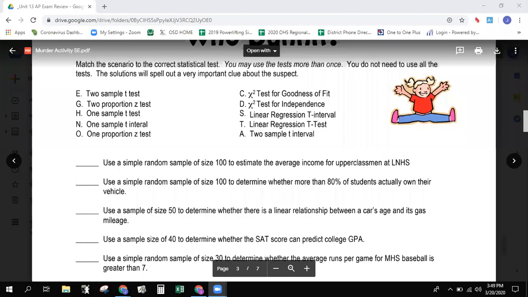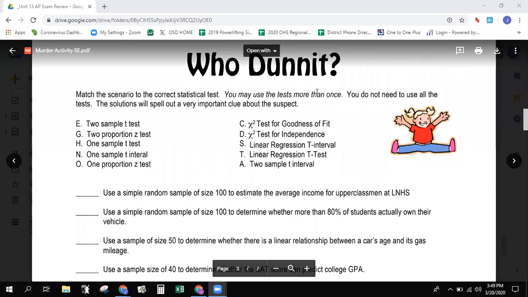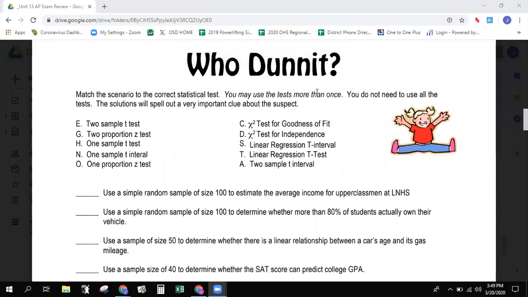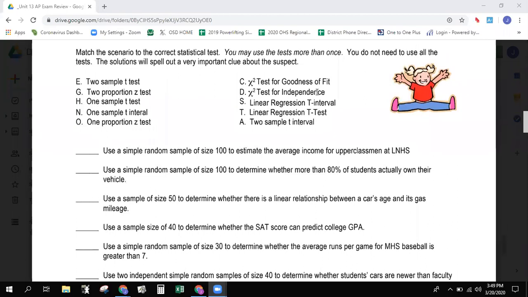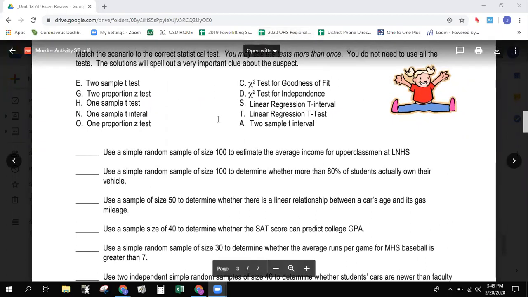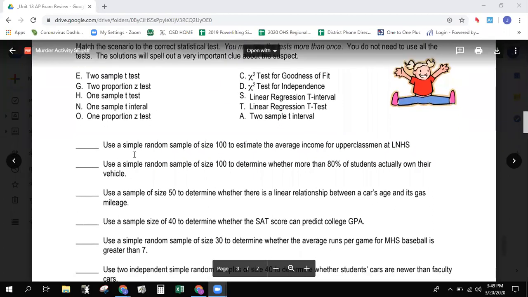All right, everybody, we're going to look at the whodunit page of the review sheet. I know you've got the key for this on my website, but I just want you to understand all the pieces that I think about in this.